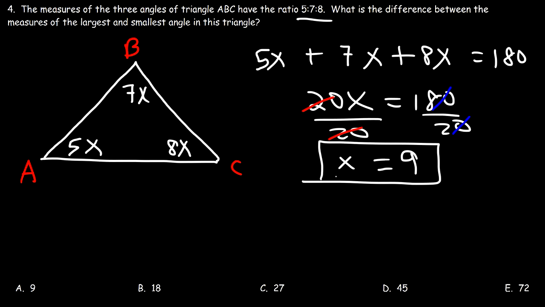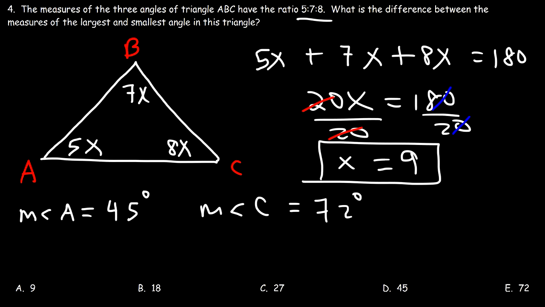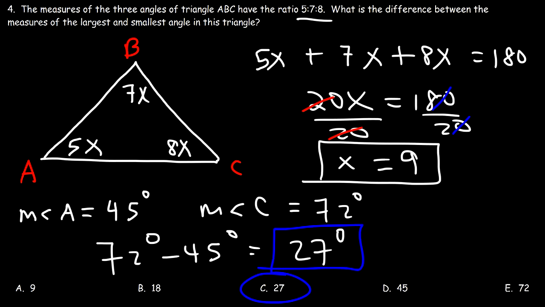Now, the smallest angle is going to be angle A, 5x. So 5 times 9 is 45. So that's the measure of angle A. The largest angle is angle C, which is 8x. And 8 times 9 is 72 degrees. Now the difference between the largest angle and the smallest angle is going to be 72 minus 45. And so that comes out to be 27 degrees. And that's the answer, which correlates to answer choice C.